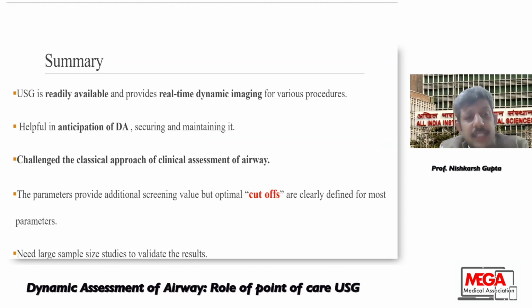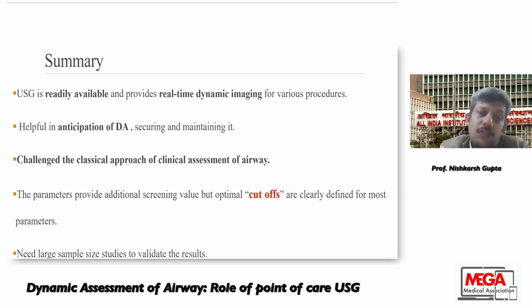So to summarize, ultrasound is a good tool for real-time dynamic imaging of various structures in the upper airway. It helps us identify the possibility of a difficult airway, and helps in securing and maintaining it. It has now challenged the classical approach of clinical assessment, and the time is not far when it will be a standard of care rather than a novelty.